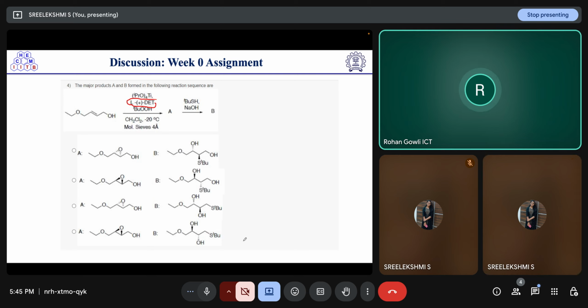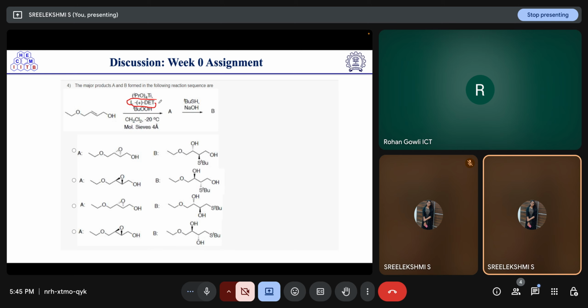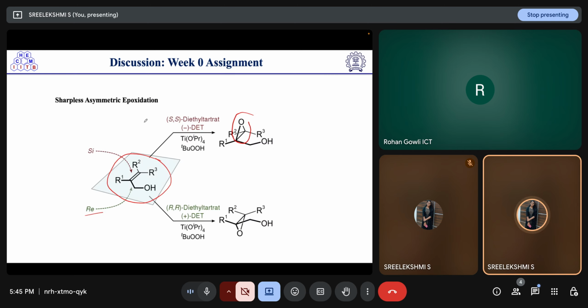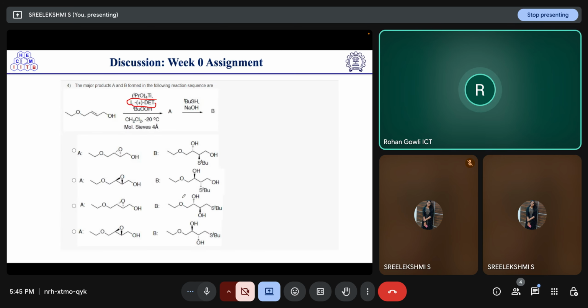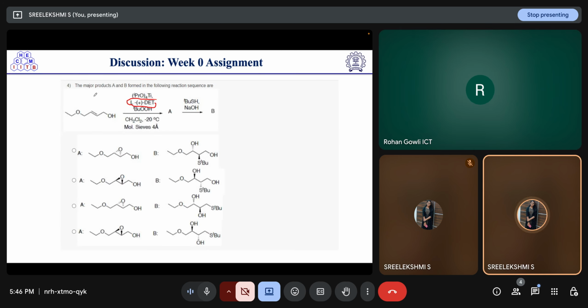Because this Sharpless epoxidation only attacks from one side, it has to be in the same plane. Yes. So here, as we can see, we are using plus DET. With plus DET, the attack will be from the Re face. So the Re face will be below the plane or above the plane? Below the plane.